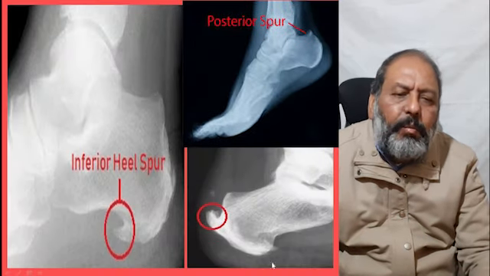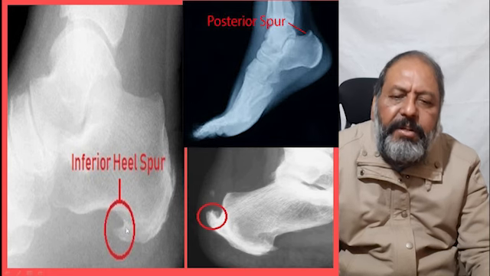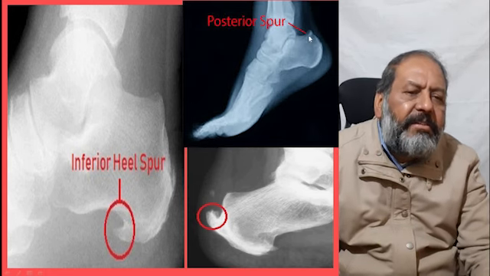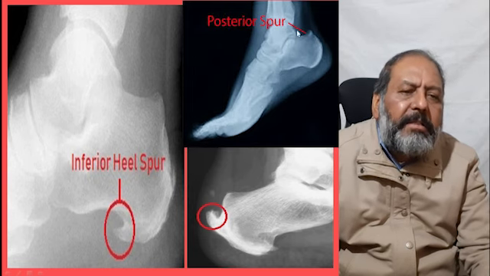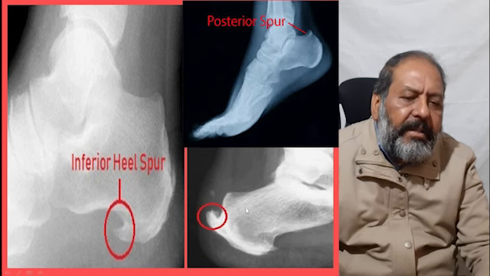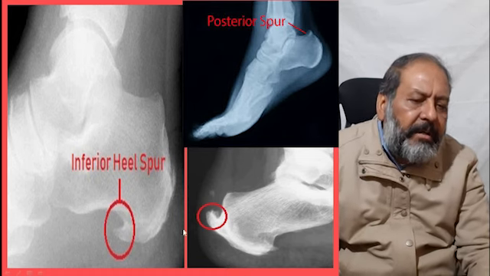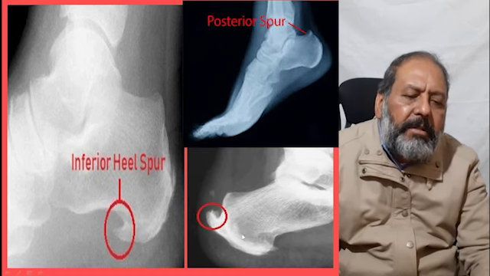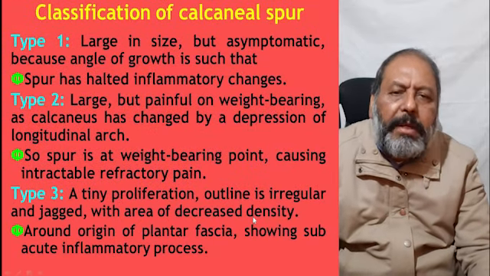So here one can see the inferior heel spur on the inferior side of the calcaneum, and that is the posterior spur on the posterior. So this posterior can also be called the dorsal, and here one can also see the posterior spur, and this is the inferior spur. So these are the different names given to these spurs.